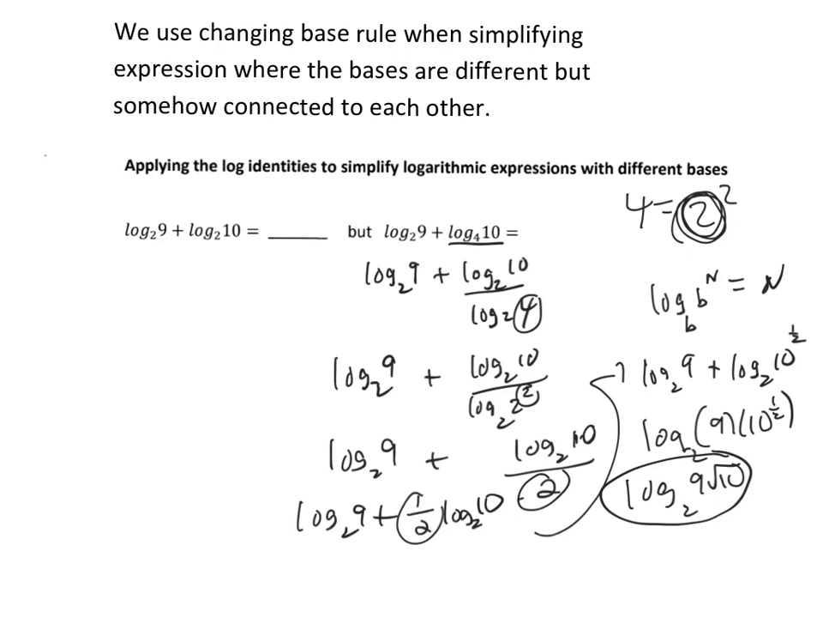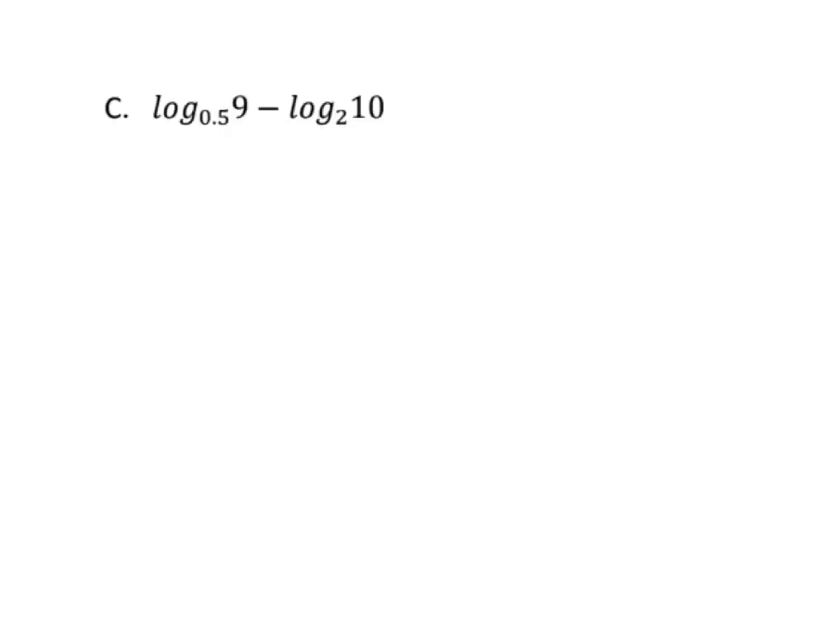But we had to go through a lot of log identities. We had to change bases. We had to use the power rule, and then we had to add them at the end. So this next example is pretty much the same thing as before, but you might think 0.5 and 2. What is the connection between 0.5 and 2?